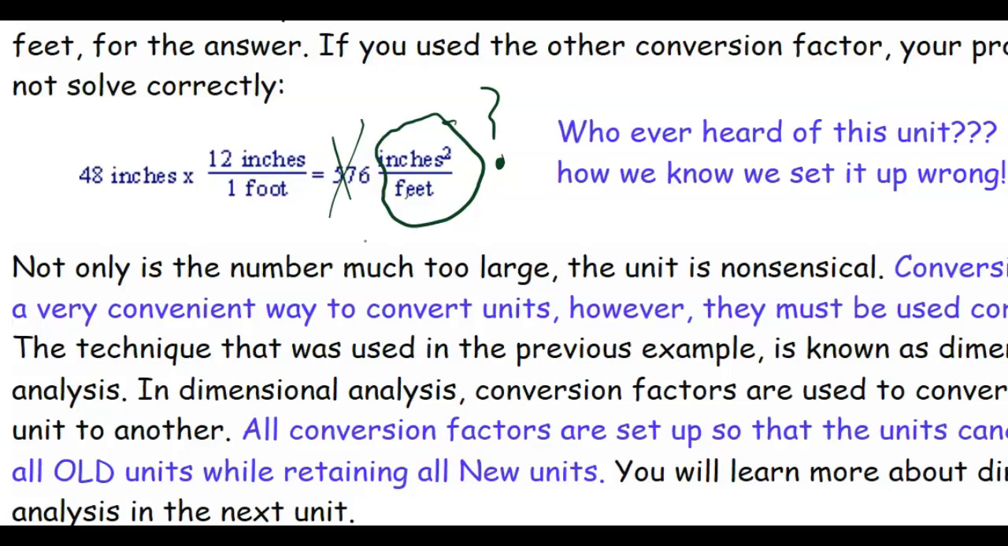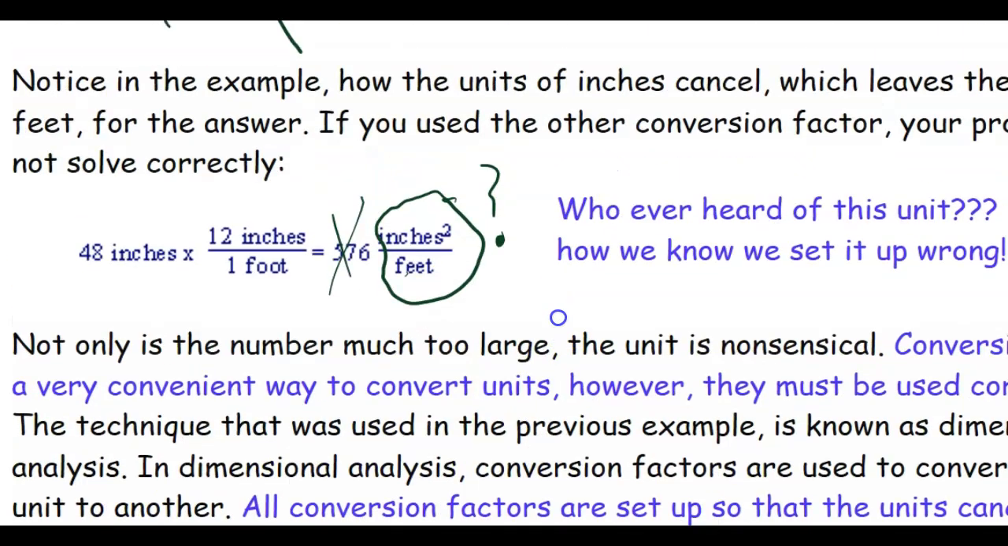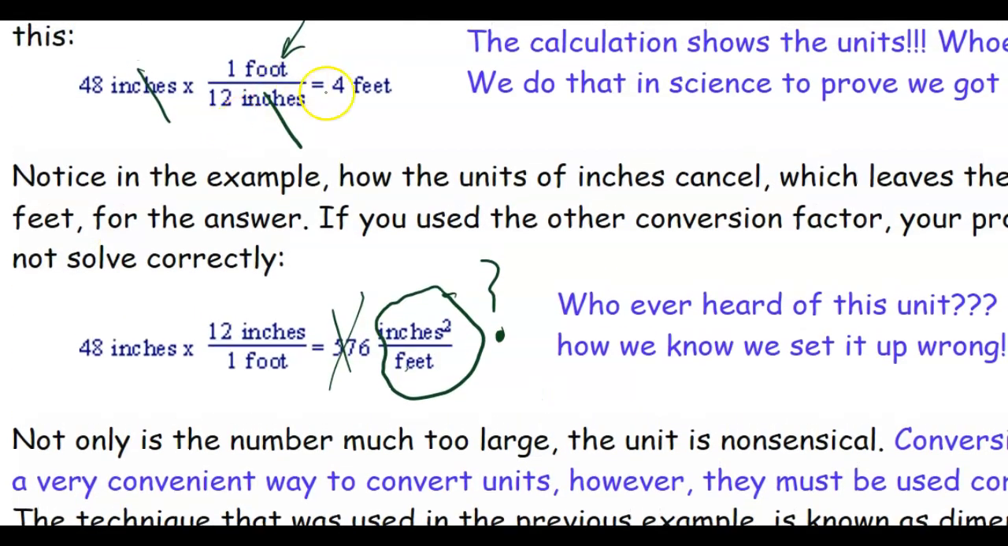So conversion factors are a very convenient way to convert, but you just have to use them correctly. You have to know whether you want to put 1 foot over 12 inches or 12 inches over 1 foot. Well, how do you figure that out? You want the inches to cancel, so you know the 12 inches, the number that goes with the unit, has to be down here in the bottom to cancel the inches in the top. The numerator is the number on the top, the denominator, the number on the bottom. So then inches will cancel and we'll get the answer in feet.